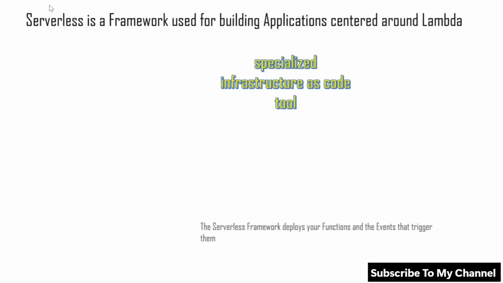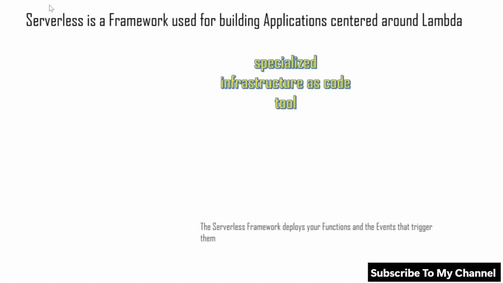Okay, so now that we know what serverless computing is, let's talk about a framework called serverless. Now, these are two different terms altogether. Serverless computing is a very general term, whereas serverless framework is basically a tool which can be used for building applications that are centered around Lambda. Now, Lambda, if you're using AWS. It could be something else if you're using some other cloud provider. For example, if you're using Azure, then it would be centered around app functions, or if you're using GCP, it would be centered around the GCP cloud functions.